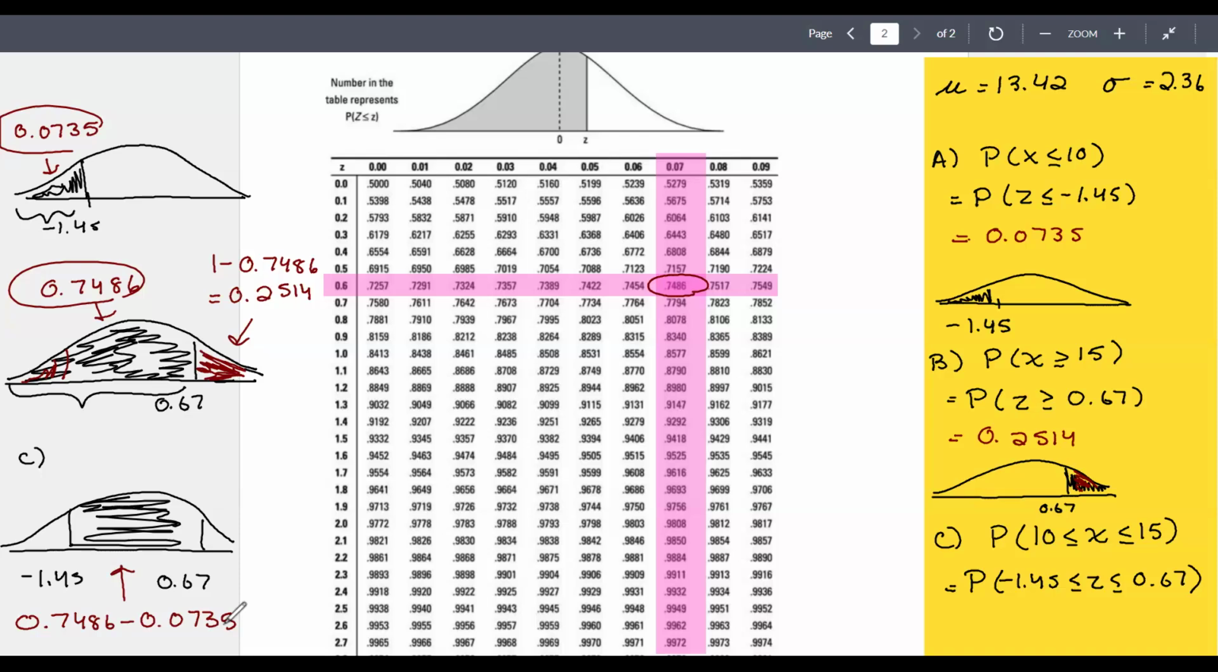0.7486 minus 0.0735 is going to leave me with 0.6751. So the probability that a randomly chosen dog is going to live between 10 and 15 years, or the random z-score is between negative 1.45 and 0.67, is going to be 0.6751, or a little over 67, almost 68%.